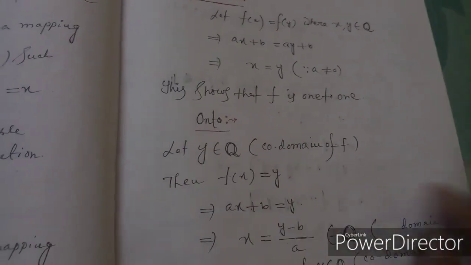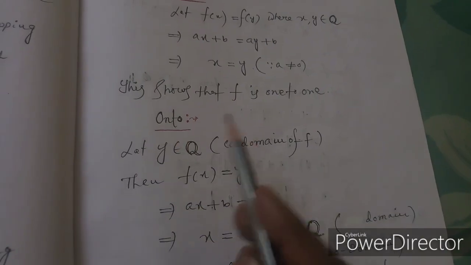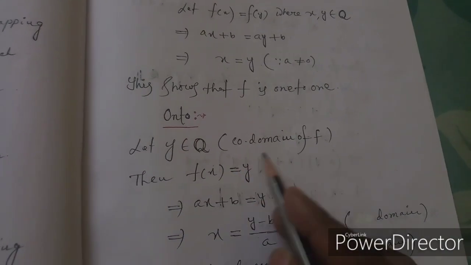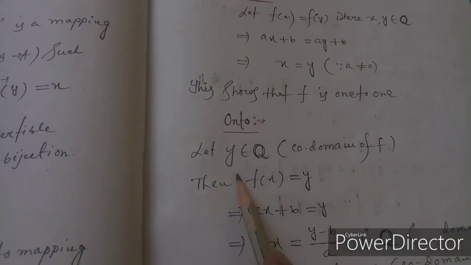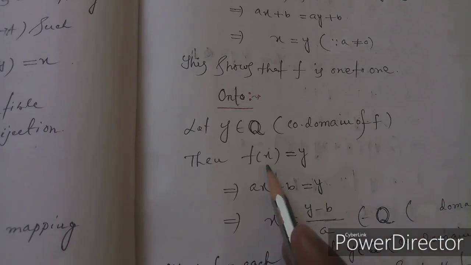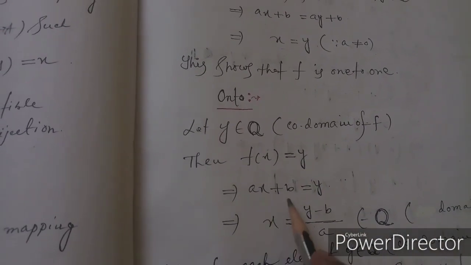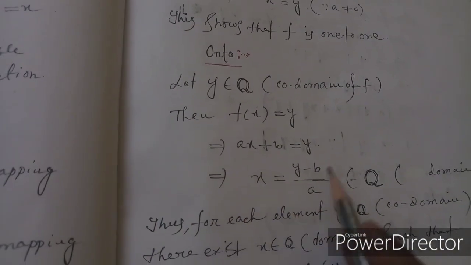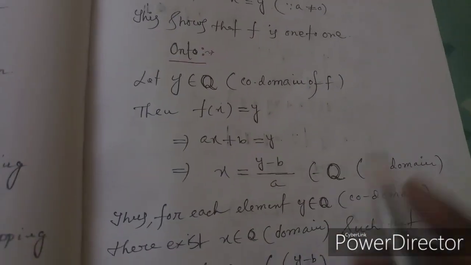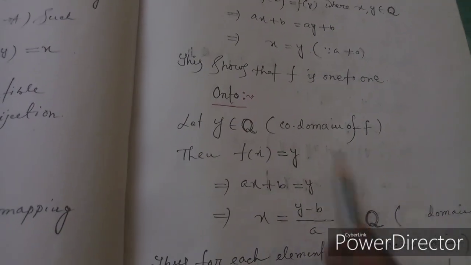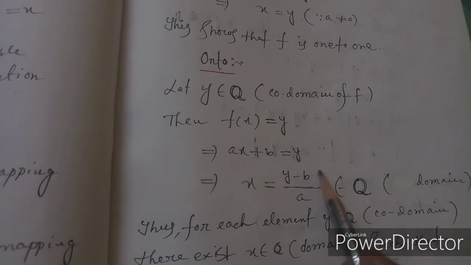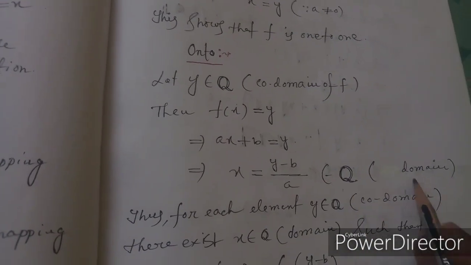Now for the onto part, or surjective part, let y belong to Q, that means the codomain of f. See that the function is from Q to Q, so the codomain should be Q. So let y belong to Q, the codomain of f. Then f(x) equals y implies ax plus b equals y. So x equals (y minus b) by a. Look here, a and b both belong to Q in your question, and y belongs to Q. So this part should belong to Q, and that should be the domain.